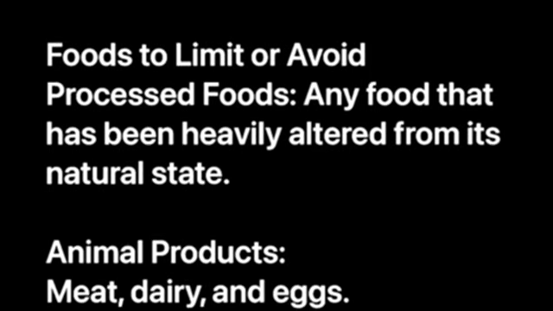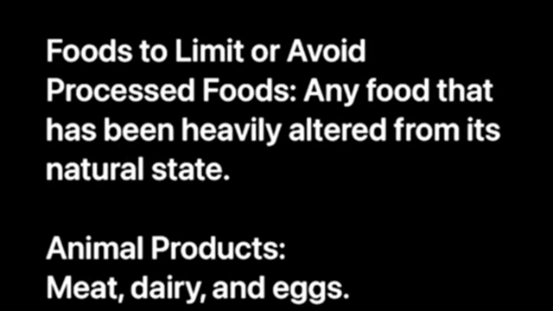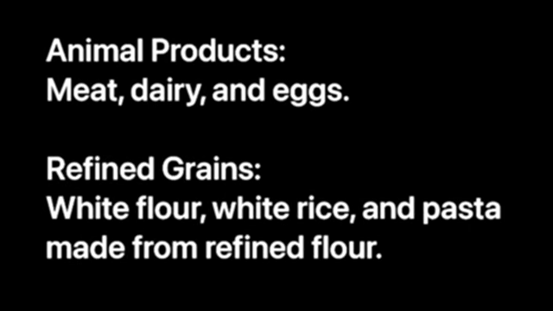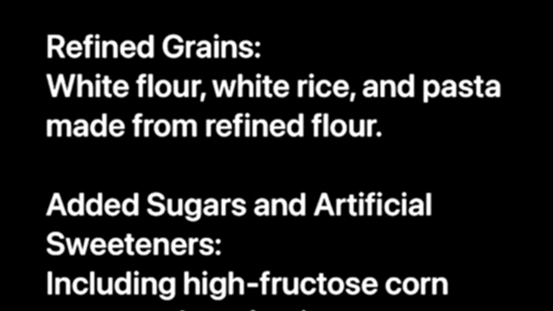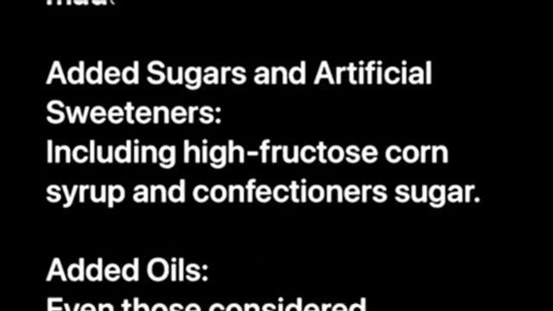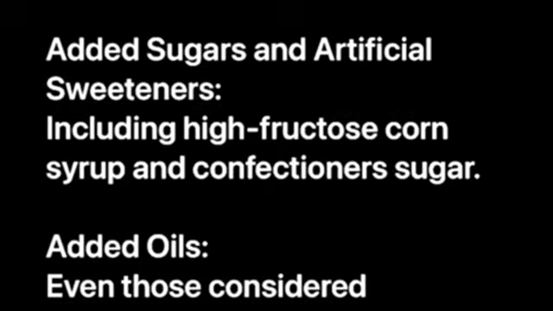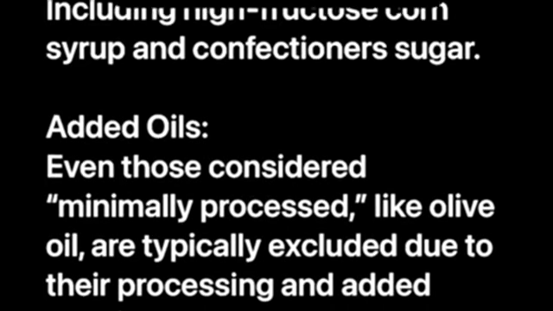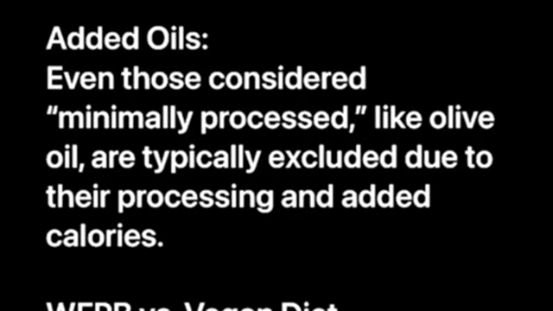Foods to limit or avoid. Processed foods. Any food that has been heavily altered from its natural state. Animal products, meat, dairy, and eggs. Refined grains, white flour, white rice, and pasta made from refined flour. Added sugars and artificial sweeteners, including high fructose corn syrup and confectioner's sugar. Added oils, even those considered minimally processed like olive oil, are typically excluded due to their processing and added calories.